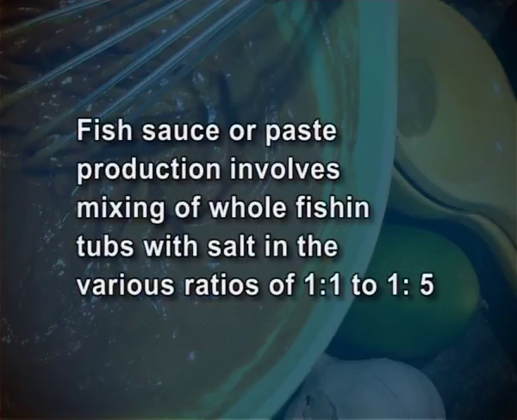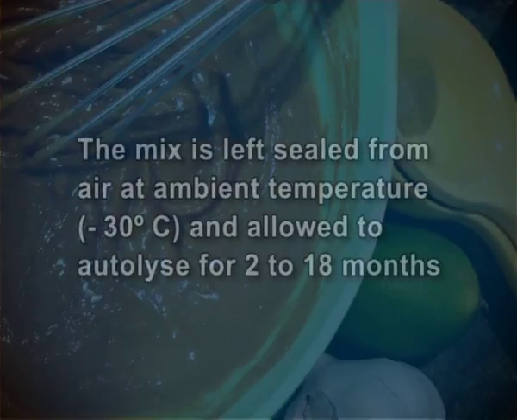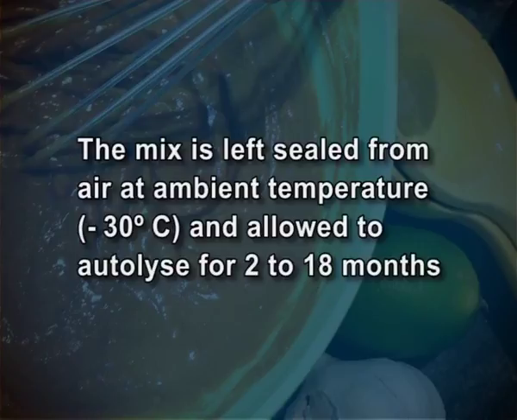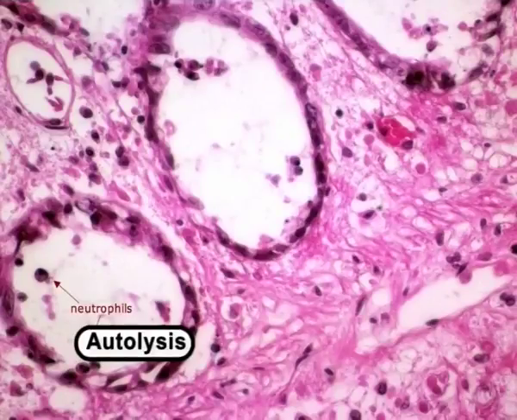Fish sauce or paste production involves mixing of whole fish in tubs with salt in various ratios of 1:1 to 1:5. The mix is left sealed from air at ambient temperature, that is, up to 30 degrees centigrade, and allowed to autolyze for 2 to 18 months. Mainly, the proteolytic enzymes present in the muscle cause autolysis, since bacterial action is minimal due to high salt content. Proteases isolated from different fish are listed in Table 7.